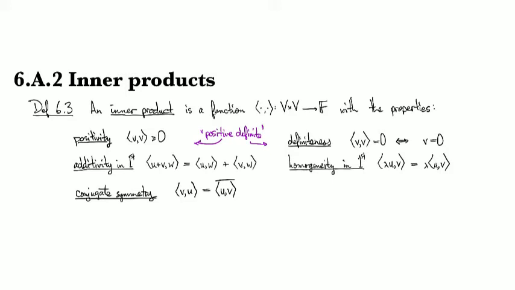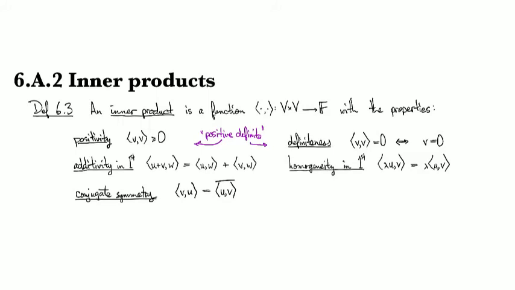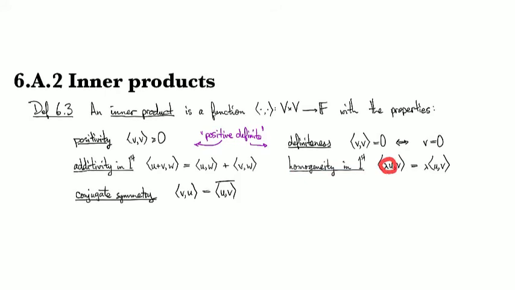We also require this function to be additive in the first argument. So if you have a sum in the first argument, you can split it into the sum of the two corresponding inner products worked out separately. And that it be homogeneous in the first coordinate. So if you have a scalar multiple in the first coordinate, you should be able to take that scalar and pull it out.